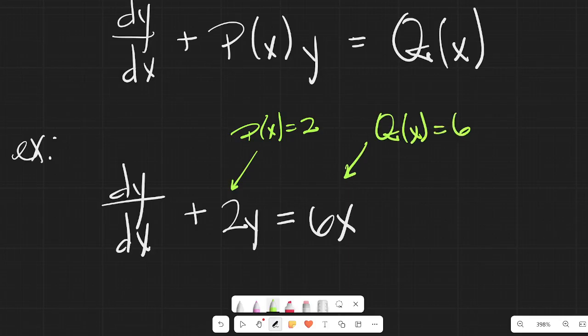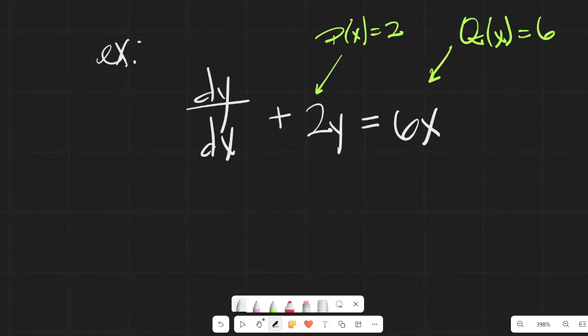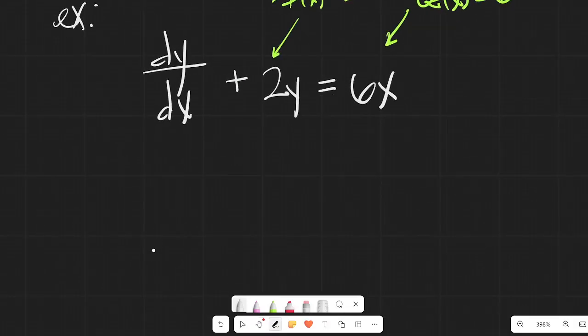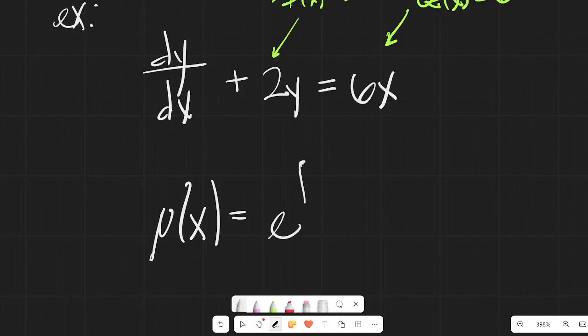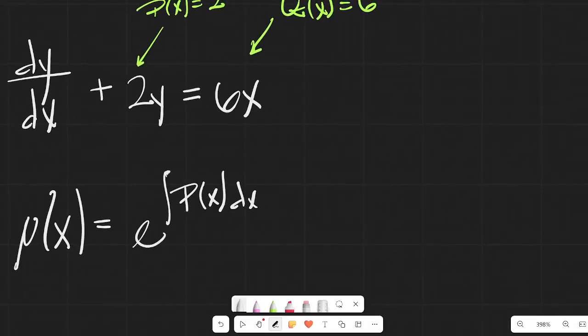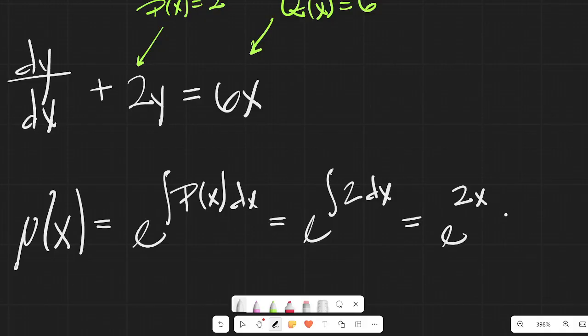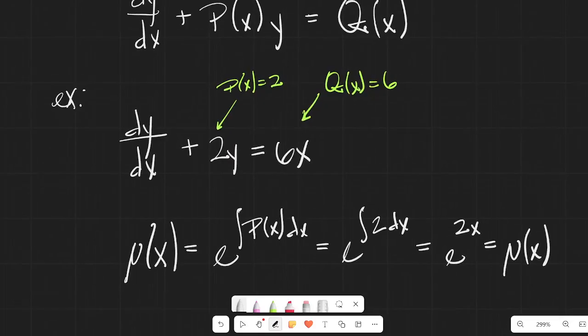Now that we've done that, we can define something called the integrating factor. The integrating factor is denoted by mu of x, and it's equal to the exponential function of the integral of p of x dx. Well, we already determined that p of x equals 2, so we can put that in there and integrate the argument of this exponential function to get e to the 2x. That is the integrating factor by which we will then multiply this diff eq.